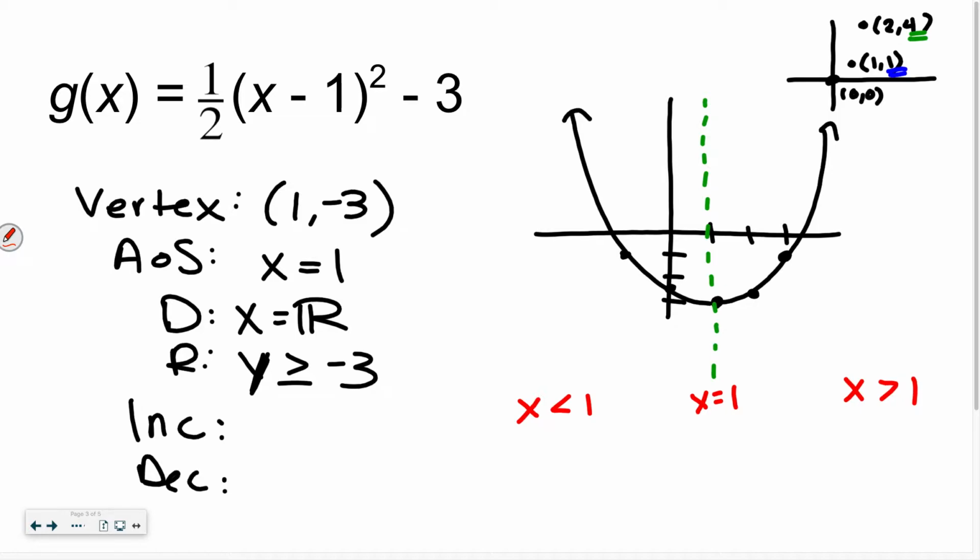When x is less than 1, follow my red line, I'm decreasing. So I'll put x less than 1 there. Once I get to my turning point, turn around, and for all x is greater than 1, I'm increasing. That number in increasing and decreasing should always match your h coordinate of your vertex or your x coordinate of your vertex.